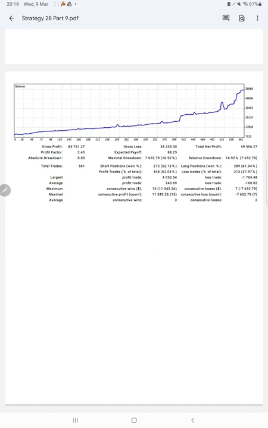Almost more than 12 pages of PDF is available. It will be attached in YouTube description. Here is the graph, constantly it is growing. Profit factor is 2.45. Total number of trades are 561.